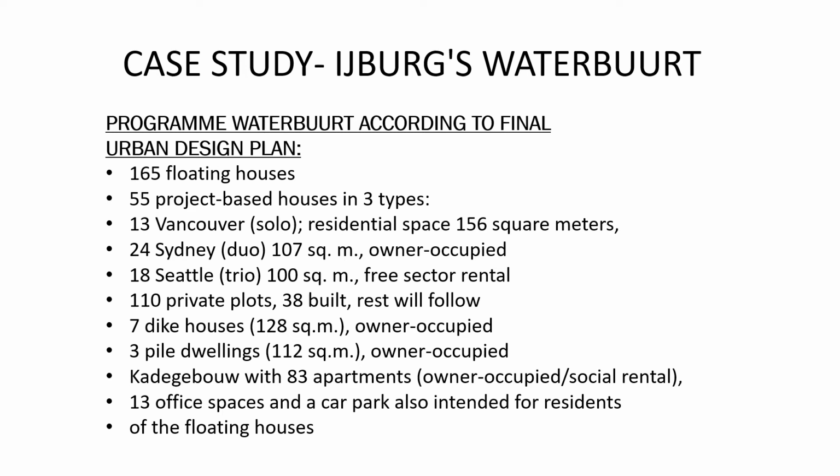165 floating houses, 55 project houses in three types: 13 Vancouver solo resident space of 156 square meters, 24 Sydney of 107 square meters owner occupied, 18 Seattle of 100 square meters, 110 private plots, 38 built rest with flow, 7 deck houses of 128 square meters, 3 pile dwellings of 112 square meters, 30 offices and car park also intended for residence of the floating houses.